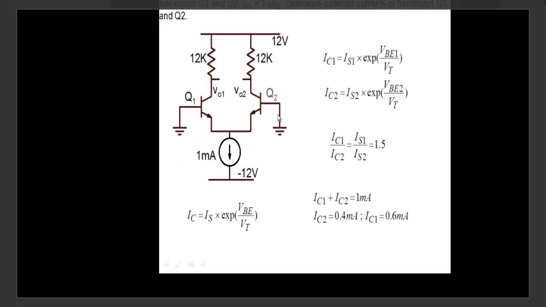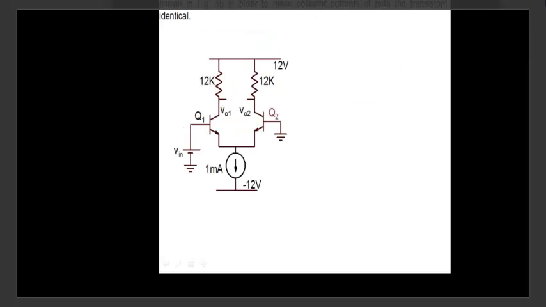All right. The next thing is, we have a situation like this. Q1 and Q2 are mismatched. We calculate how much current is flowing here and how much current is flowing here. Then in the next problem we are asked to determine the extra voltage Vin that needs to be applied to transistor Q1 here in order to make the collector currents of both the transistors identical.